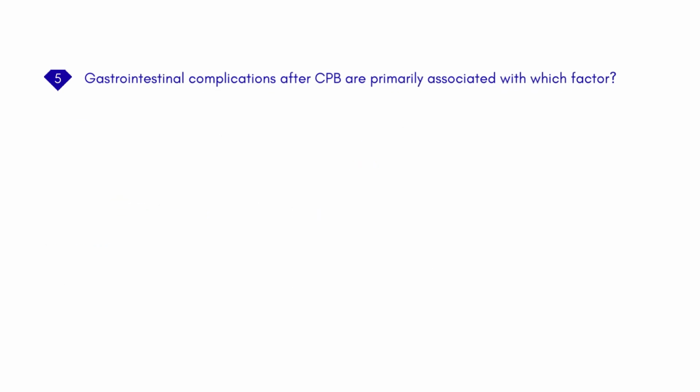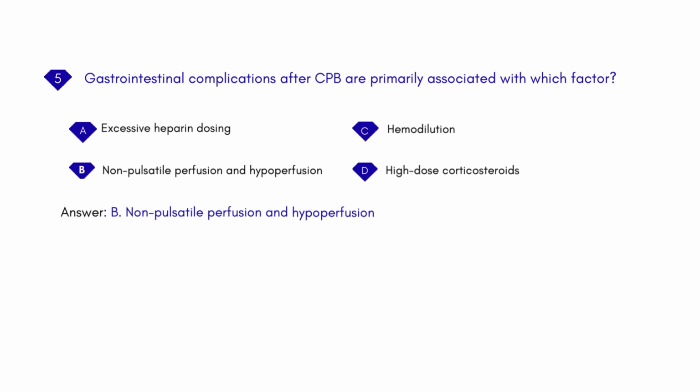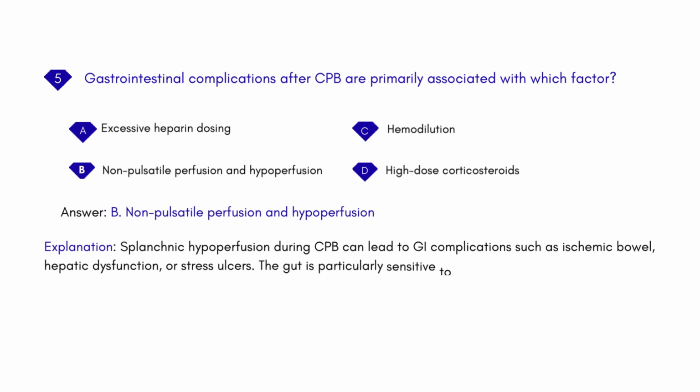Gastrointestinal complications after CPB are primarily associated with which factor? A. Excessive heparin dosing. B. Non-pulsatile perfusion and hypoperfusion. C. Hemodilution. D. High-dose corticosteroids. Answer: B. Non-pulsatile perfusion and hypoperfusion. Explanation: splanchnic hypoperfusion during CPB can lead to GI complications such as ischemic bowel, hepatic dysfunction, or stress ulcers. The gut is particularly sensitive to reduced flow during bypass.